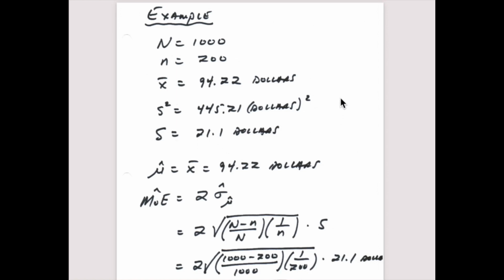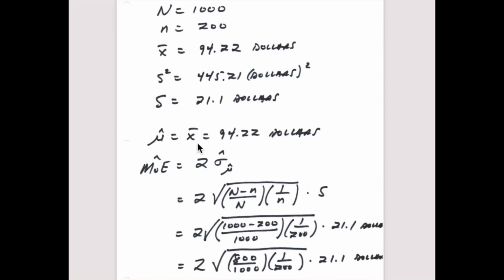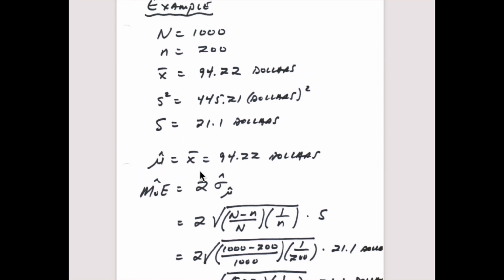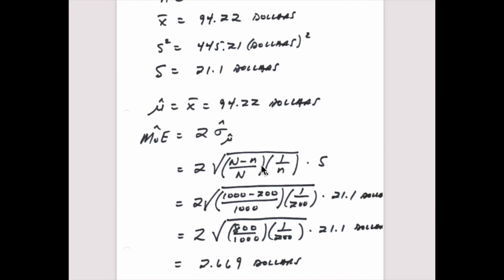All right, so those are the basic summary statistics for the sample, and then what we're going to do is use those values to come up with a point estimate and a confidence interval estimate for the average amount due among open accounts. Okay, so we know that the unbiased estimator of the population mean is x bar, the sample mean, and so mu hat is equal to $94.22.